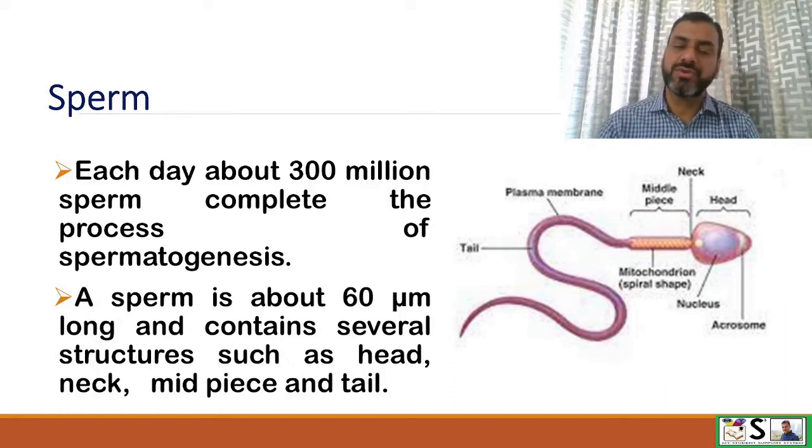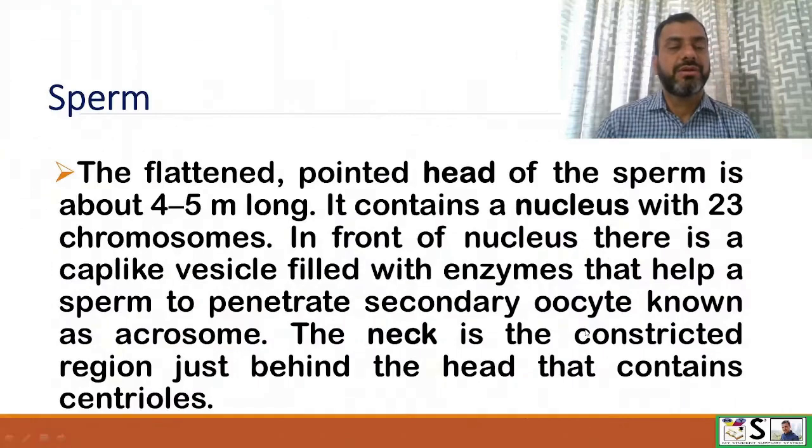A sperm is about 60 micrometers, or microns, long and contains several structures, such as the head, midpiece, and tail. The flattened, pointed head of the sperm is about 4 to 5 micrometers, meaning microns, long, and it contains a nucleus with 23 chromosomes.